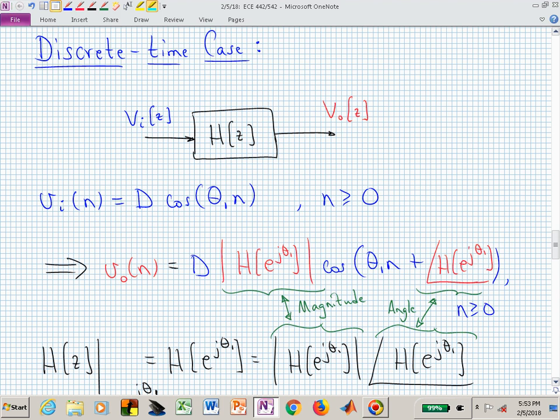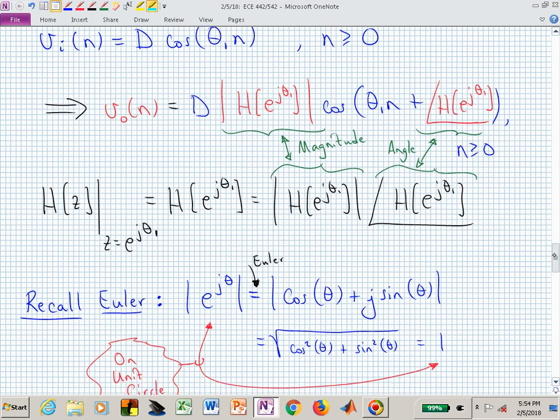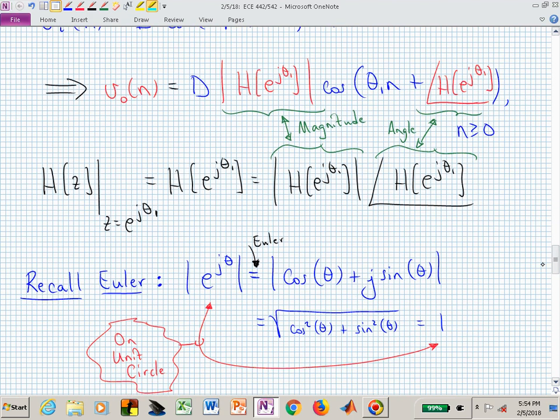So now you're looking at the unit circle, aren't you? You want to be evaluating H of e to the j theta 1, where theta 1 corresponds to the frequency that you're exciting your system at with this cosine waveform. And there is just a reminder why we're on the unit circle. Because of Euler. If we look at this complex exponential e to the j theta, it has a magnitude of 1, simply because cosine squared of theta plus sine squared of theta is 1.